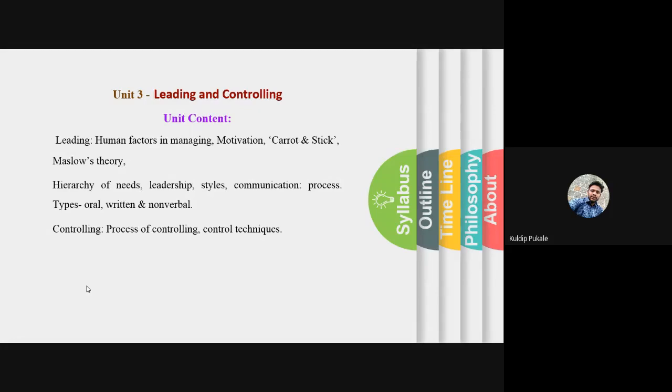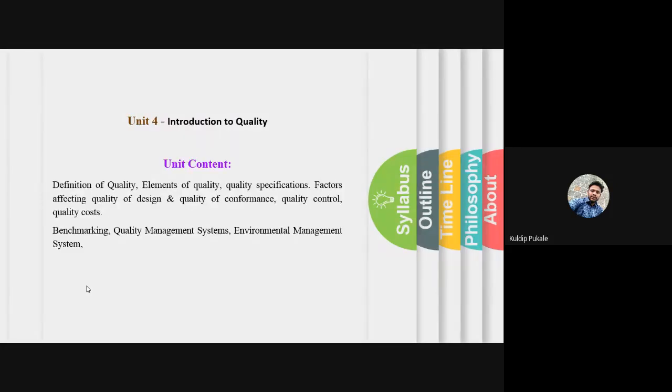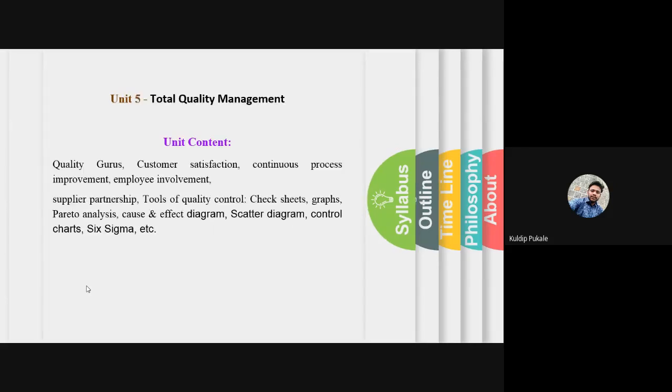The fourth chapter, introduction to quality: how quality is maintained, quality control tools, and techniques. In that chapter, we will see it. And the fifth chapter is total quality management. In that chapter, we will see the different quality tools: check sheets, graphs, diagrams, control charts, Six Sigma. These are the international standard tools. We will see in detail.